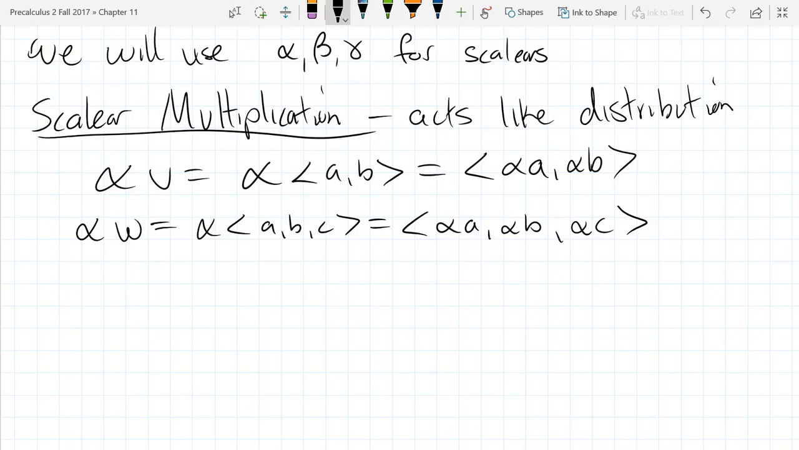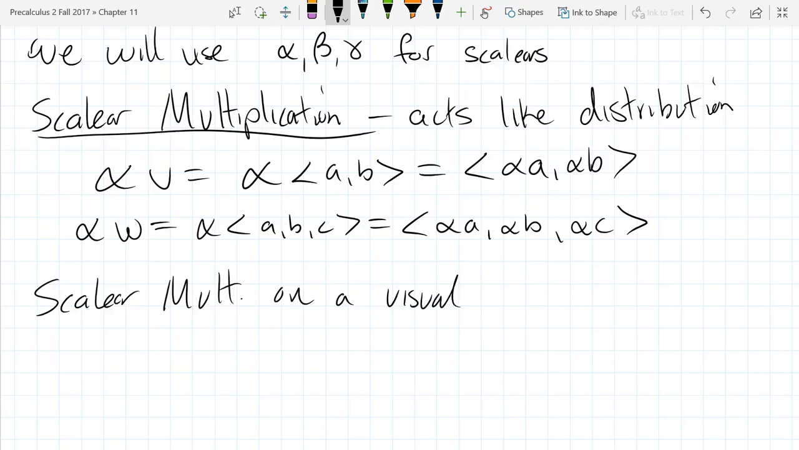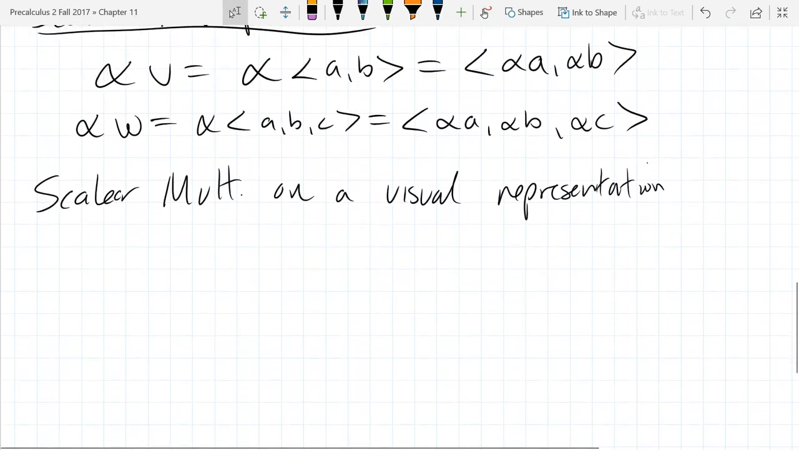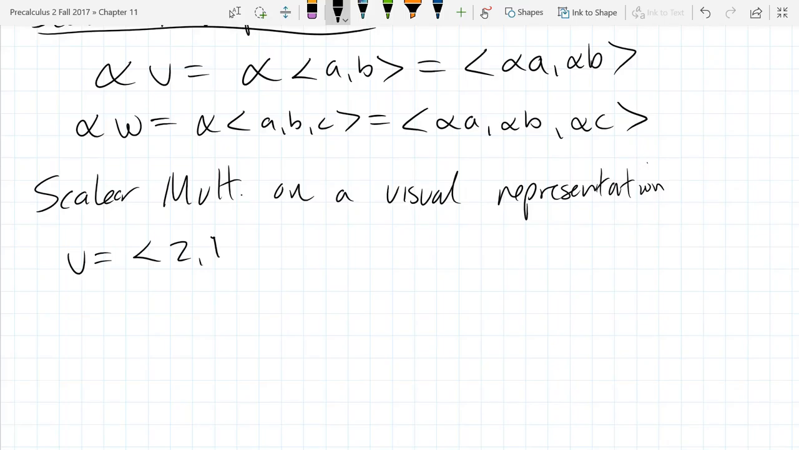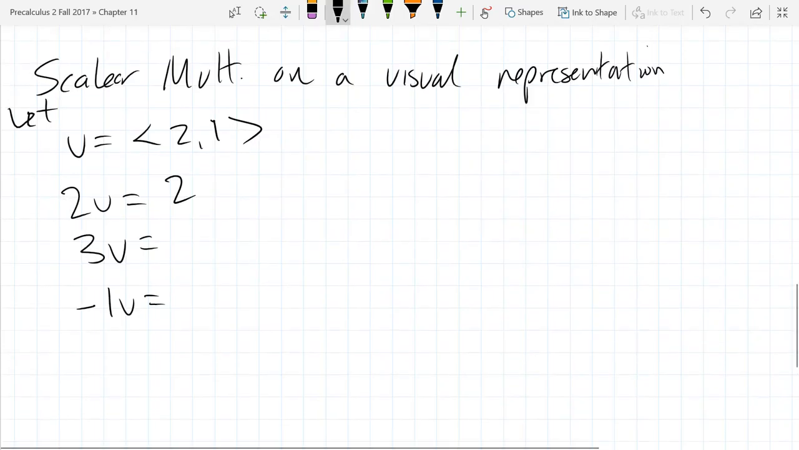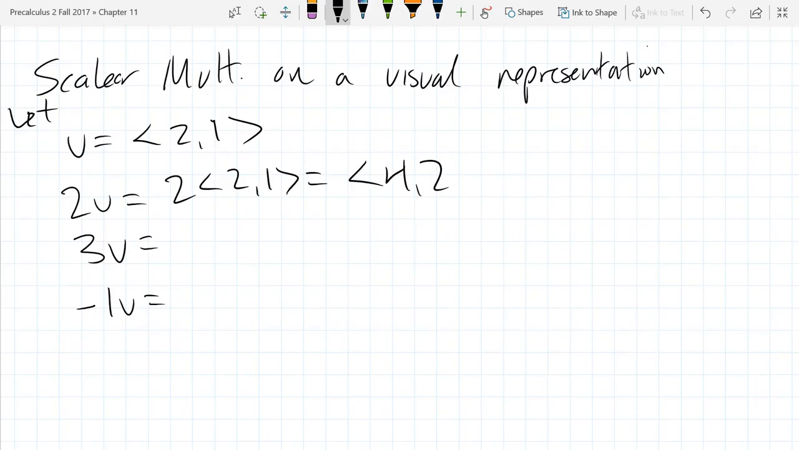So what does scalar multiplication do from a graphical viewpoint? We'll take that 2, negative 1 vector. Well, let's make it even easier. Let's just go 2, 1. So I'm going to let v equal 2, 1. And I want to know what is 2v, what is 3v, and then what is negative 1v. These are easy to compute. Just go 2 times the vector 2, 1, which is 4, 2. Then go ahead and do the second and third multiplication; they're just as easy, you're just distributing. And then I want you to graph all four vectors.